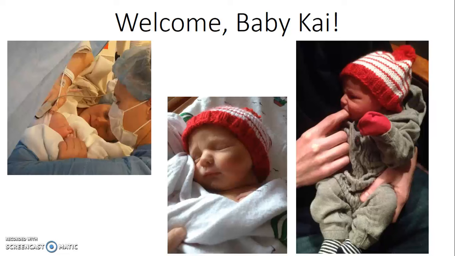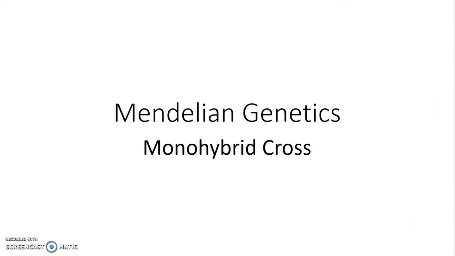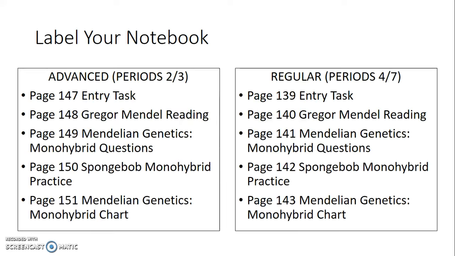Anyways, we are continuing on in our unit on genetics, and so we are going to be learning about Mendelian genetics, and specifically today about the monohybrid cross. So before we get there, let's do some labeling in our notebook.